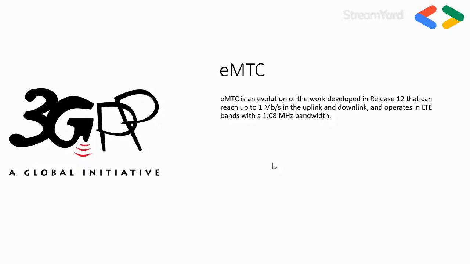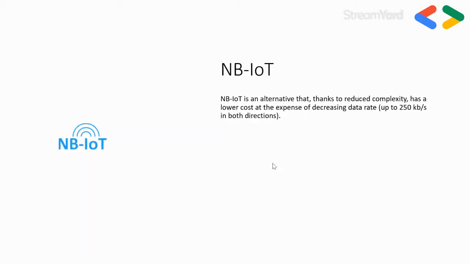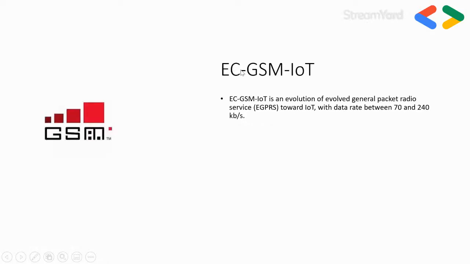They have eMTC, which is not very popular. This is the most popular one of them, NB-IoT, or Narrowband IoT. It can operate up to 50 kilobits per second in both directions, uplink and downlink. It's pretty good, and it also has lower cost compared to the other alternatives. And this one is Extended Coverage GSM for IoT. It has a data rate between 70 and 240 kilobits per second. This is great, but still LoRaWAN is more favorable.